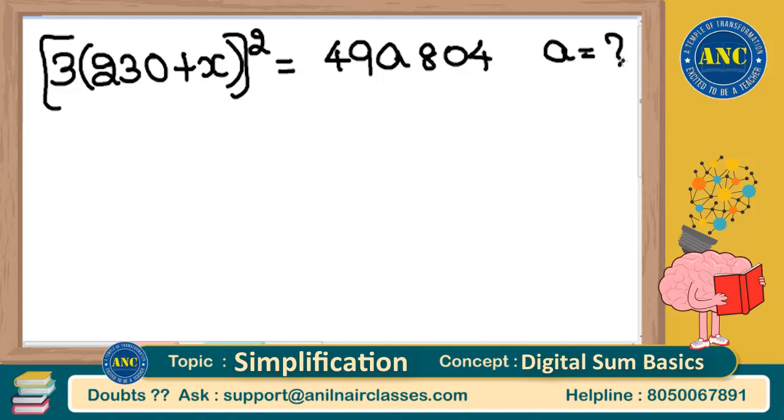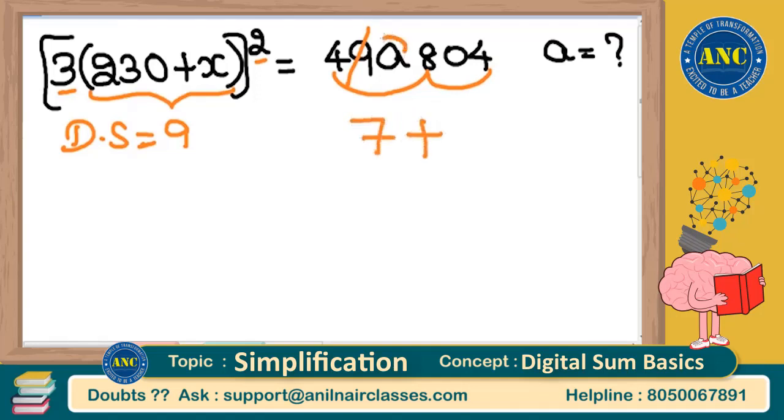Now you know how beautifully you can solve this question in seconds. Very, very easy. 3 square is nothing but 9. 9 multiplied by any number, digital sum is 9. Right hand side also it should be 9. Delete 9. 4 plus 8 is 12. 12 plus 4 is 16. 16 digital sum is how much? 1 plus 6, 7. 7 plus a should give me digital sum as 9. A value should be 2.